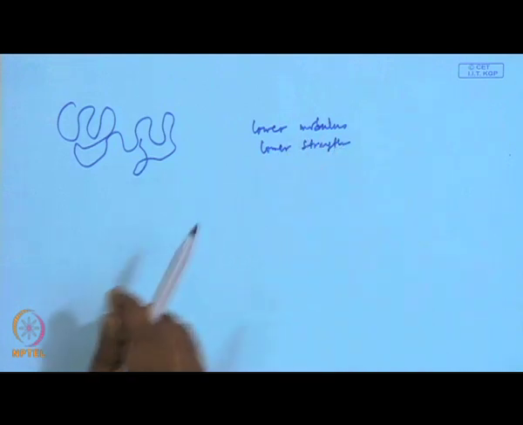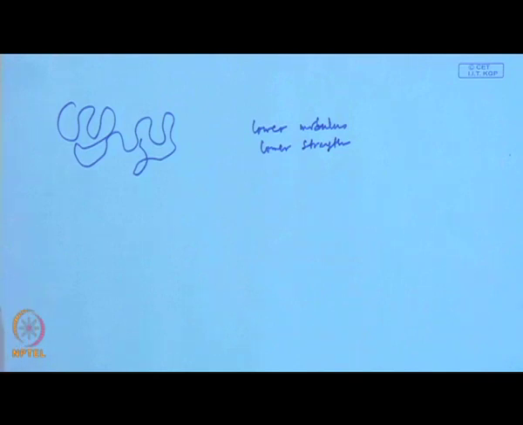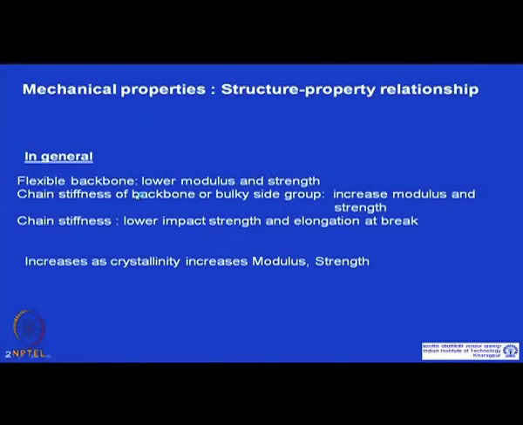However, the same flexible behavior can be helpful in case of impact properties, where if you impact, because of its flexibility, it can absorb that impact energy more effectively and gives you a higher impact strength, or it does not give a brittle fracture on getting hammered by an impact or a load. So, a flexible backbone gives lower modulus and strength, and chain stiffness of the backbone and bulky side groups increase modulus and strength, which is self-explanatory.